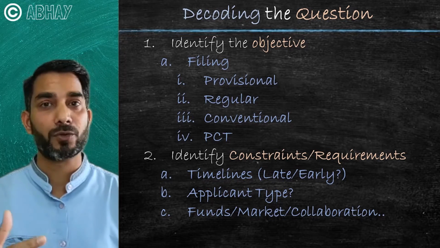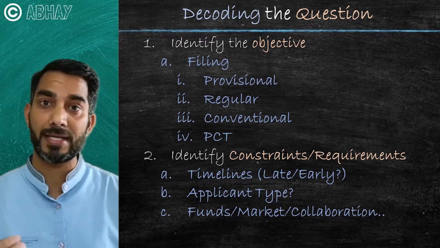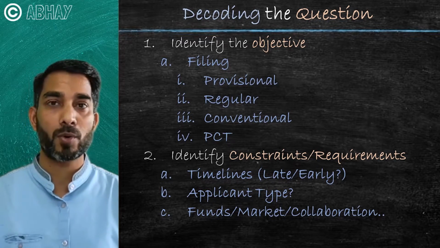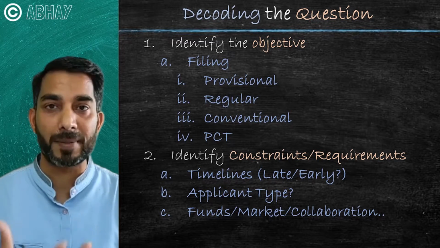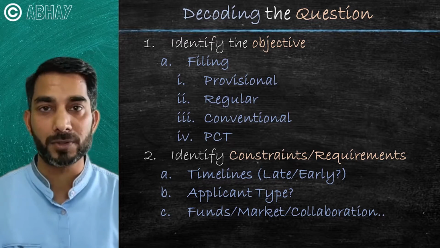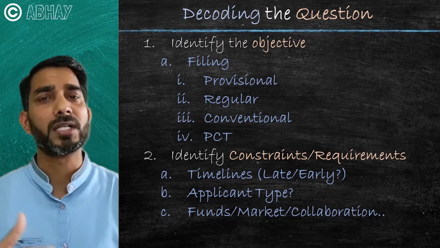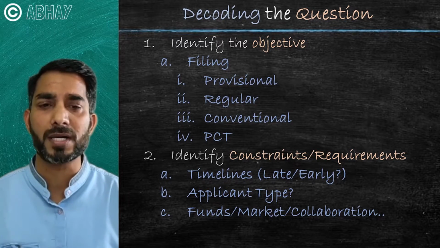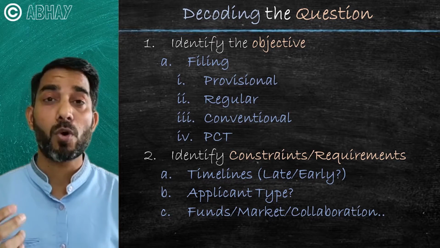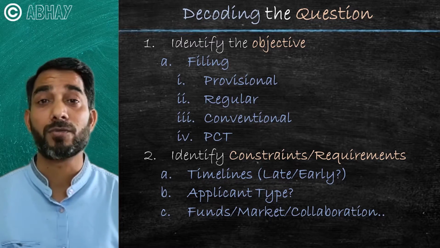The constraints could be the timeline. I want to file it immediately, or I want to delay the process of filing. What do I do? Or I have a specific applicant type, MSME, startups. What kind of provisions can I use? Or constraints with regards to funds, or my requirement with respect to collaborating with other parties, or the market requirements. What kind of application do I file? What kind of timelines do I have?